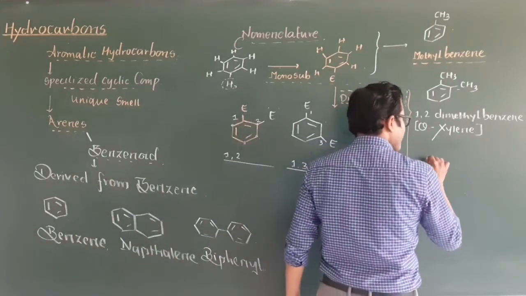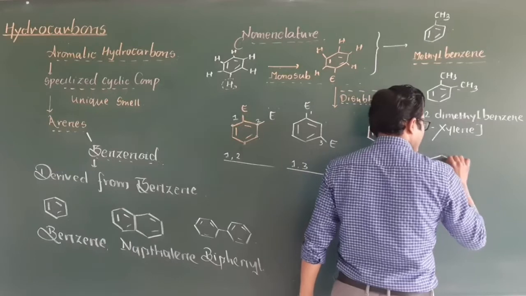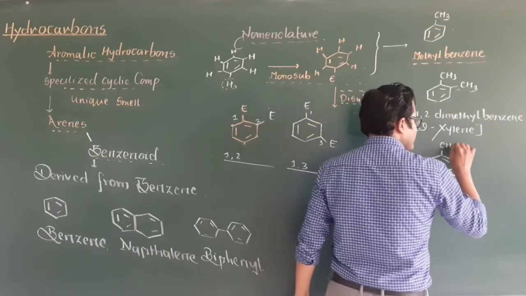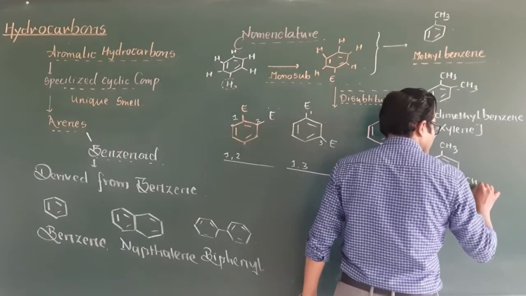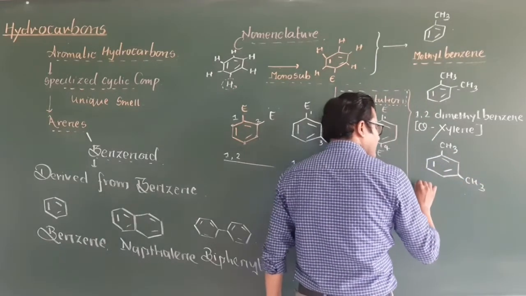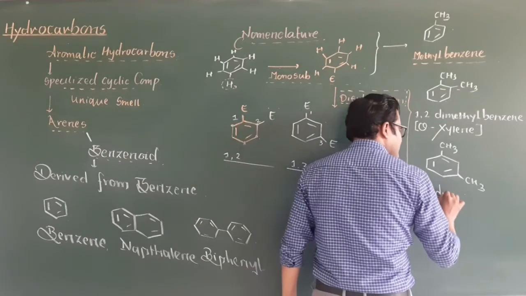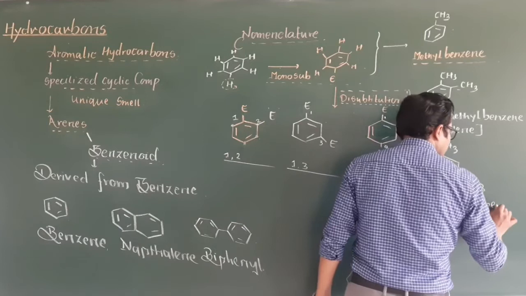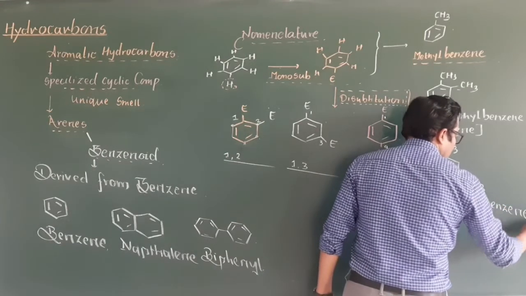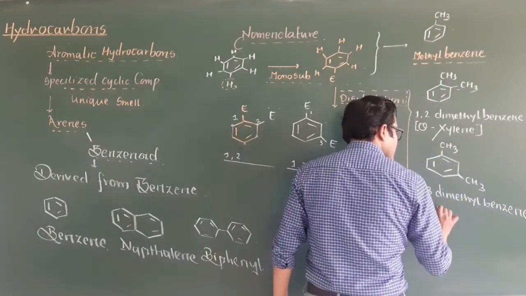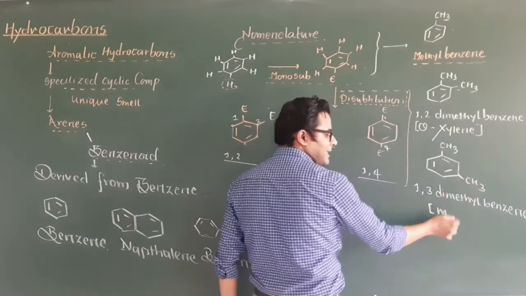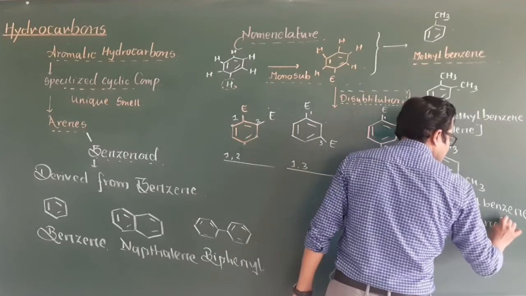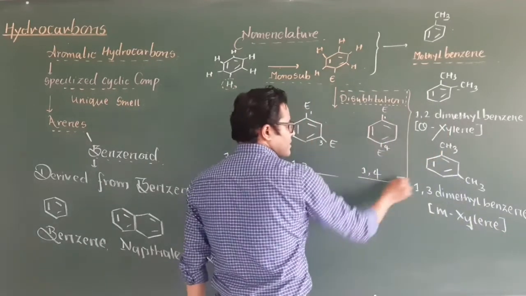CH3. Another CH3 over here. Correct. So this one will become 1,3-dimethylbenzene. Here the substitution is at the meta position, so it is m-xylene, the meta-xylene. Okay. Let's go with the last one.